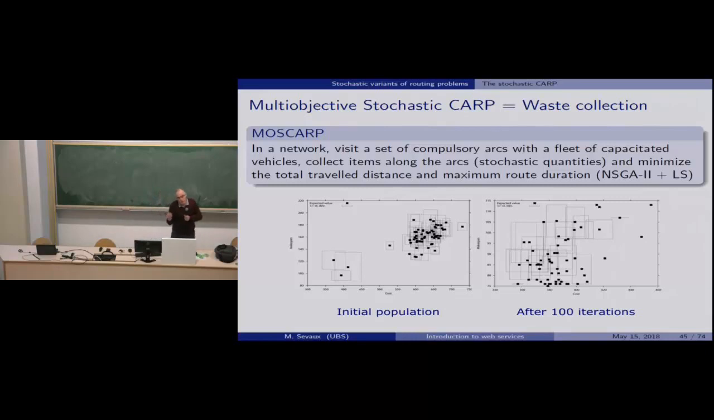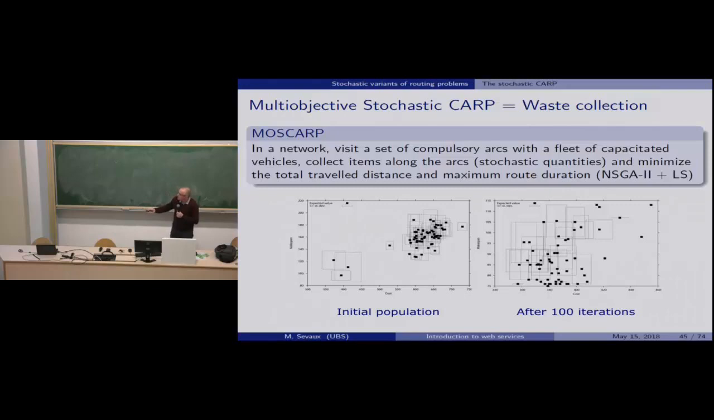And this is a multiple objective problem because, for example, if you organize the tour of the garbage collector driver, you don't want to have one tour of 2 hours and one tour of 16 hours. The guys work the same number of hours every day, so you should balance the length of the tours. So we tried with Christian and Philippe to solve this multiple objective stochastic CARP.